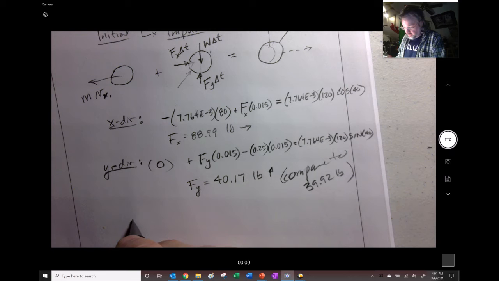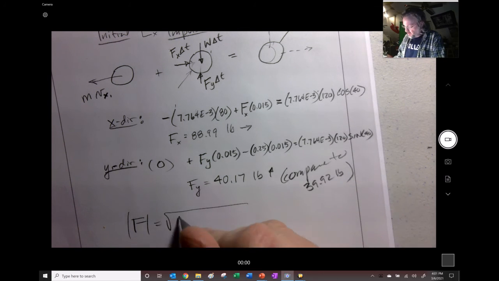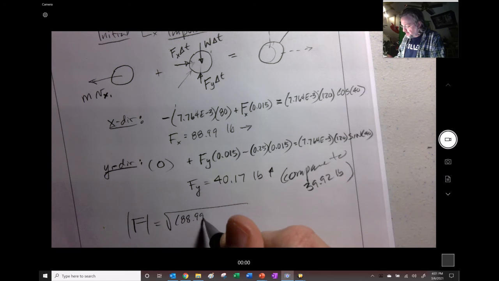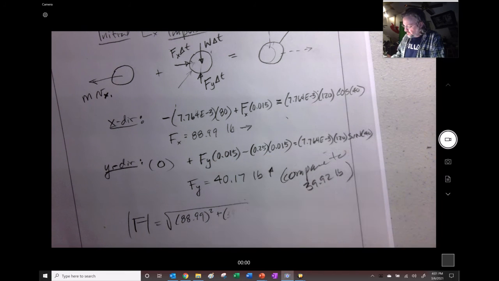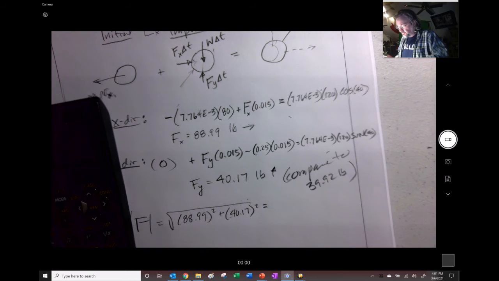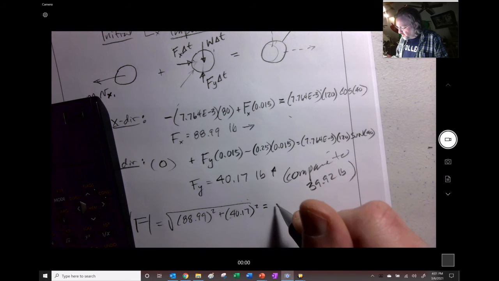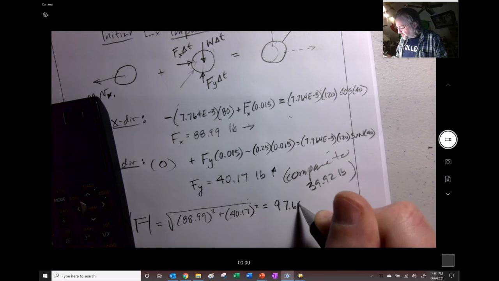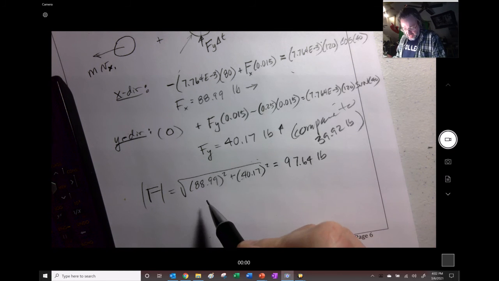If we go ahead and take what the force is going to be, I get my 88.99 squared and, not 39, I'm going to use this one right here, 40.17 squared. So we get 97.64 pounds. What's going to be interesting is the direction of our hit for the thing.